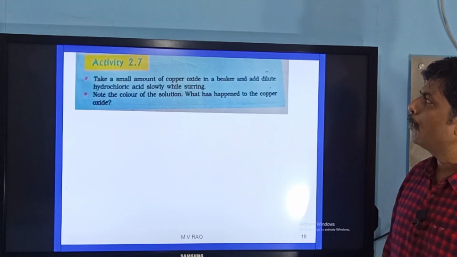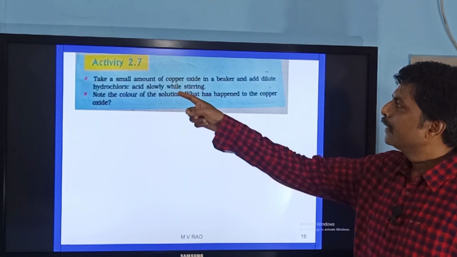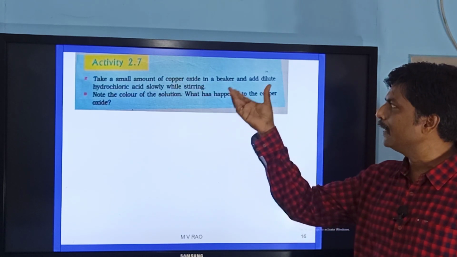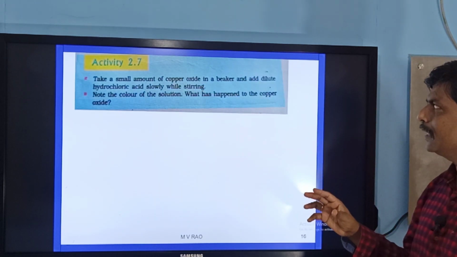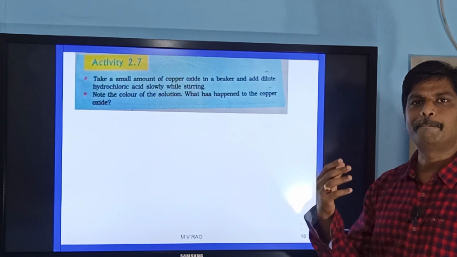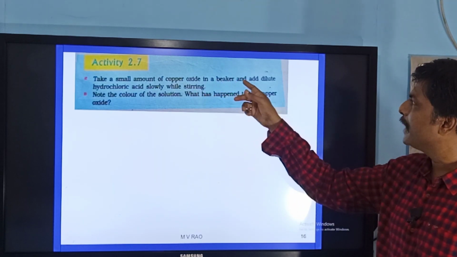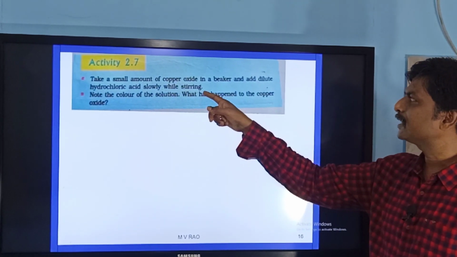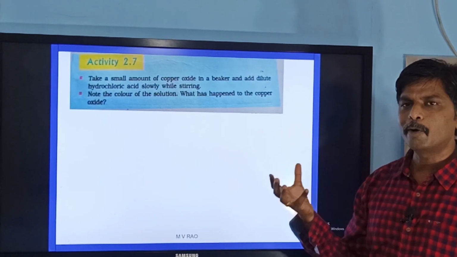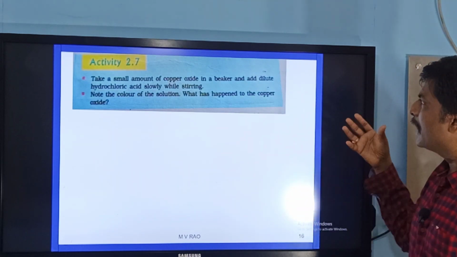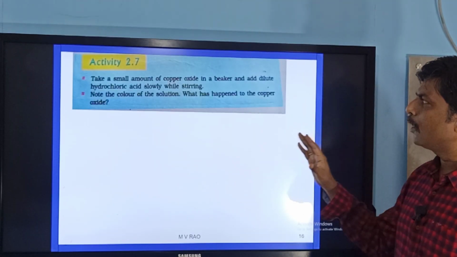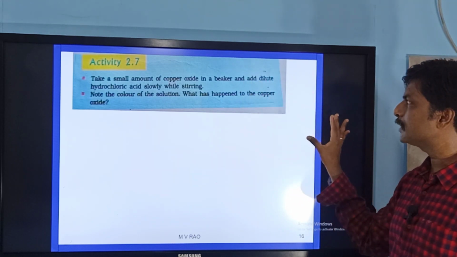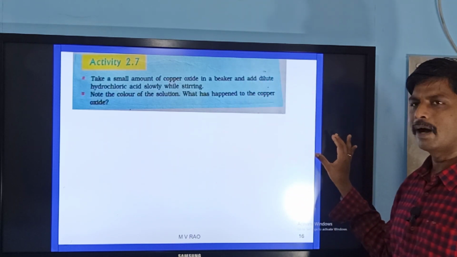Next, activity 2.7. In this one, take a small amount of copper oxide, which was already explained in the first chapter. What is the color of copper oxide? Black. Take copper oxide in a beaker and add dilute hydrochloric acid slowly while stirring. Note the color of the solution. What has happened to the copper oxide?